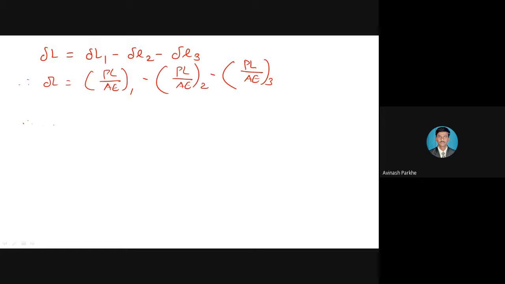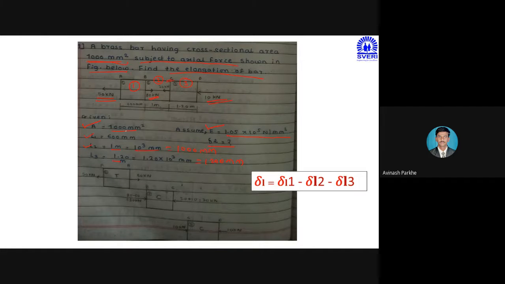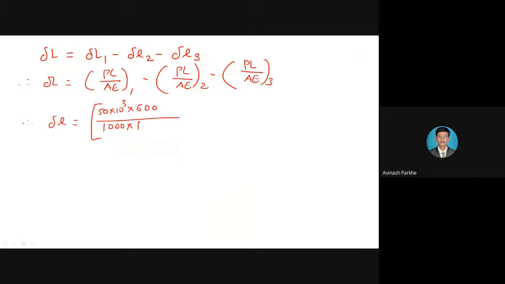Now put all the values. Delta L is equal to PL upon AE of section 1, means that one is applicable for all P1, L1, A1, E1. Then P is how much? 50 kilonewton. Try to convert in Newton. Therefore 50 into 10 raised to 3 into length L1 600 divided by 1000. E, how much amount of E is given? 1.05 into 10 raised to 5.